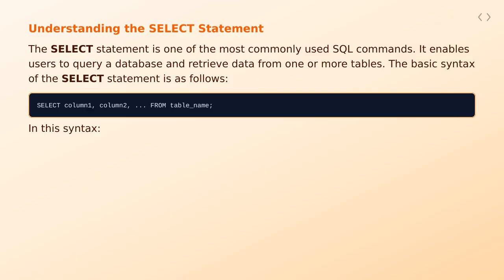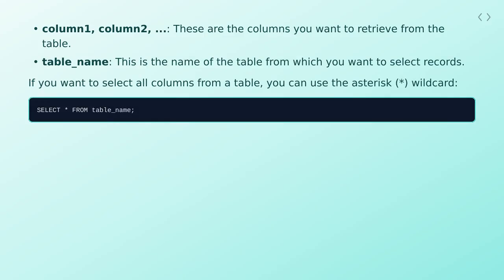In this syntax, first column1, column2. These are the columns you want to retrieve from the table. Finally, table_name. This is the name of the table from which you want to select records. If you want to select all columns from a table, you can use the asterisk, the wildcard. I'll let you read the examples on screen rather than reading every line aloud.